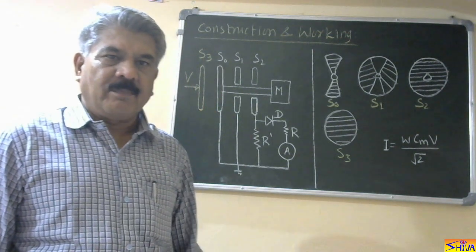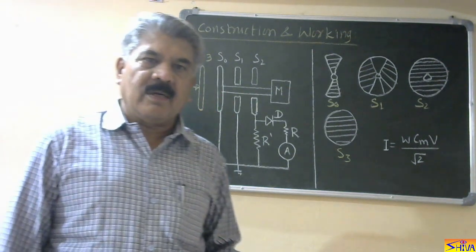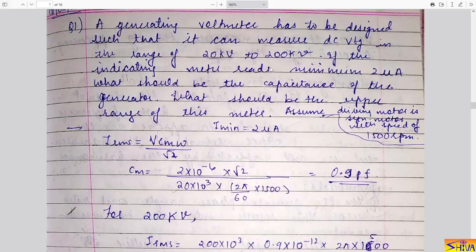Now let us see how it is designed by means of a numerical. A generating voltmeter has to be designed such that it can measure DC voltage in the range of 20 kV to 200 kV. So minimum voltage to be measured is 20 kV and maximum is 200 kV. If the indicating meter reads minimum 2 microamperes, what should be the capacitance of the generator? Second part is what should be the upper range of this meter?